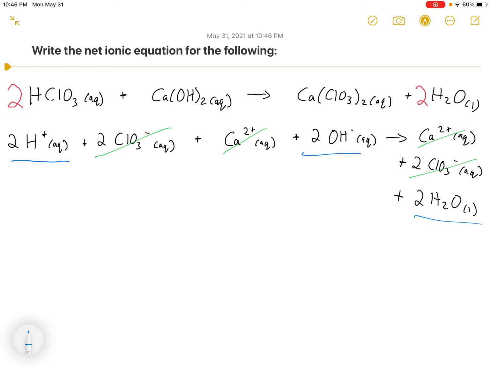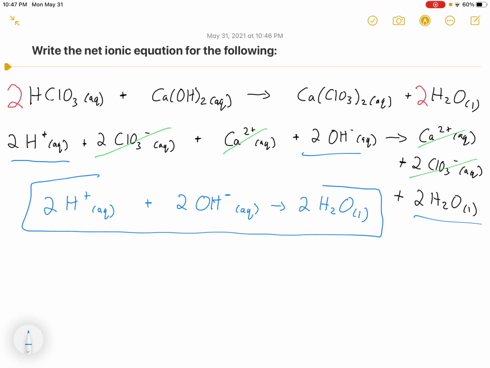And then we can use that to rewrite our net ionic equation. So the net ionic equation here is going to end up being 2H plus, remembering we have the aqueous subscript because everything is aqueous in this situation, plus 2 hydroxides will yield 2 waters. So that is our net ionic equation for this reaction.